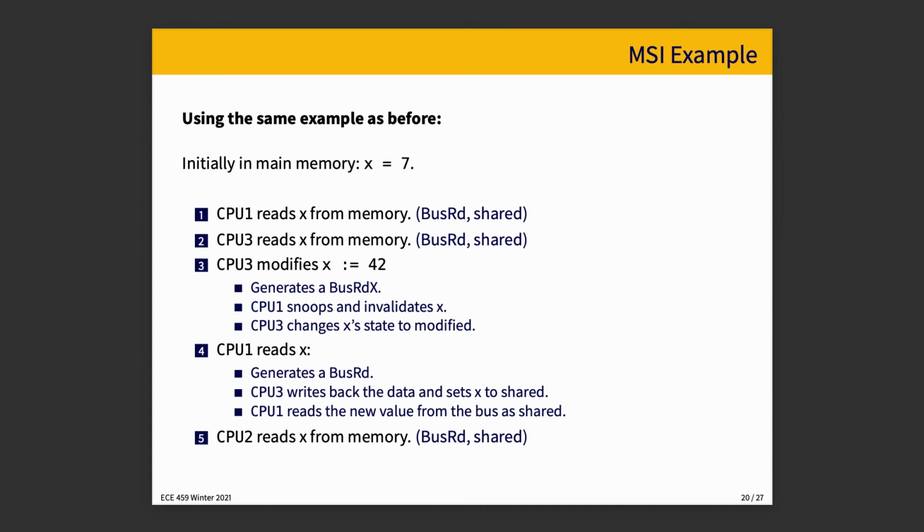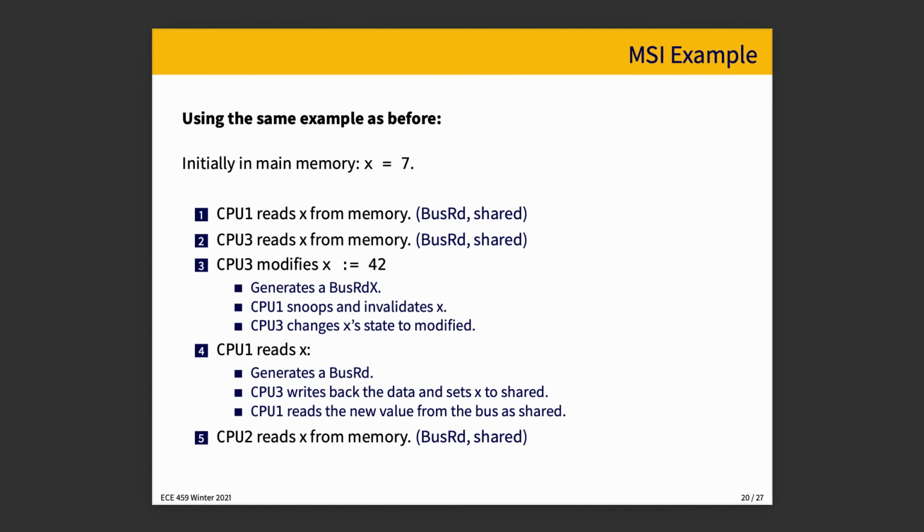And using the same example as before, we'll demonstrate that it works. So start again, initially in main memory X is 7, and CPU 1 reads X from memory, so we have a bus read and it goes into the shared state. CPU 3 reads X from memory, again, that's a bus read and it goes into the shared state. And CPU 3 modifies X by setting it to 42. So that generates a read exclusive event on the bus. So CPU 1 observes that and invalidates what it knows about X. And CPU 3 now considers the state of X to be modified.